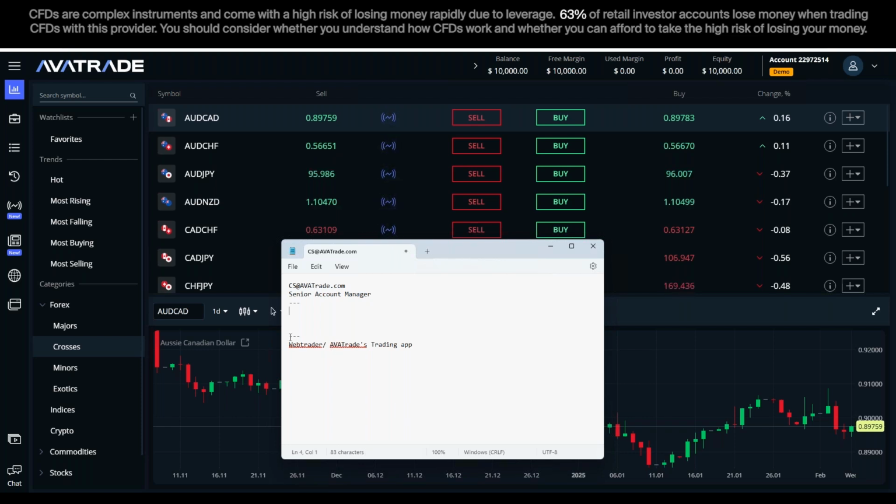Let's carry on and name the other platforms we have. Even though we will carry on with the Web Trader, it's still good to know what other platforms we have. So we have obviously the MetaTrader 4 and MetaTrader 5, let's write the full name maybe. And we also have AvaOptions and AvaSocial.